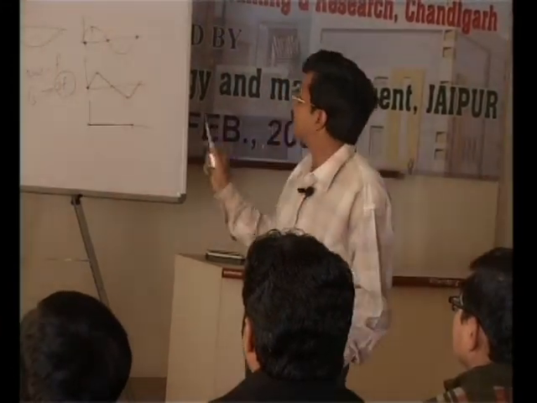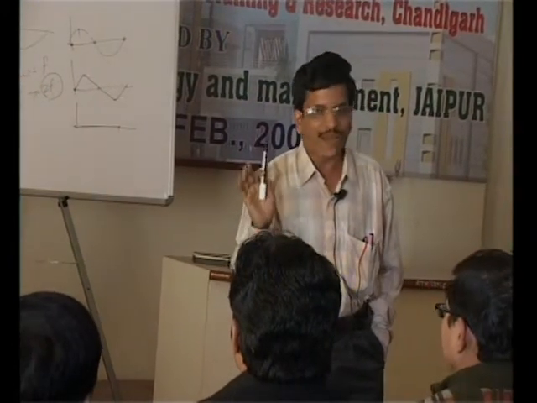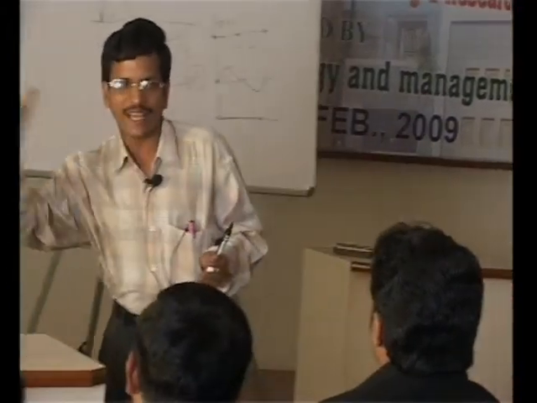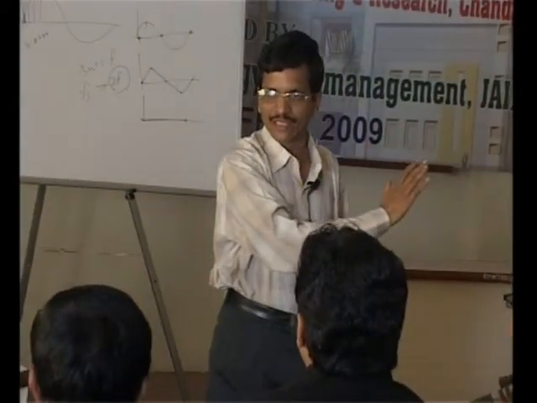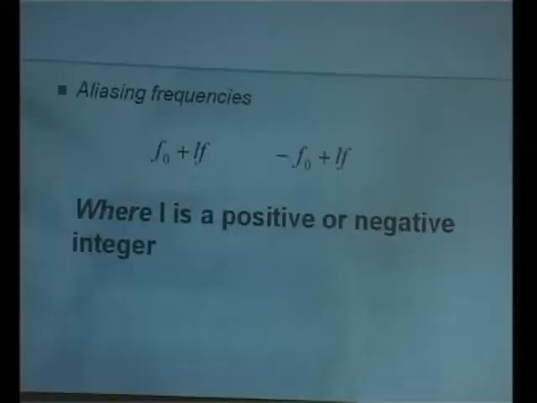However, only one of the above is the original signal. Are you clear? Only one signal x(t) is your original, the others have the frequencies l·fs and minus l·fs. Are you clear? So that's why this is the effect of aliasing frequency.